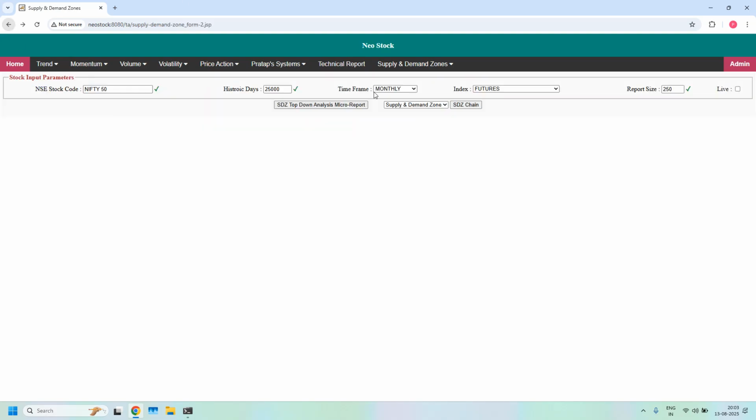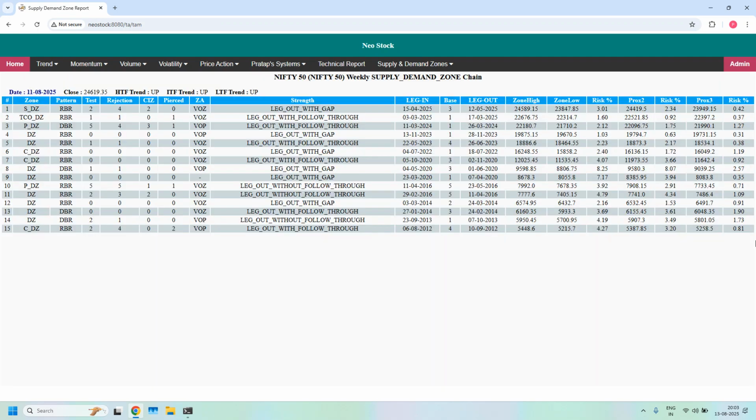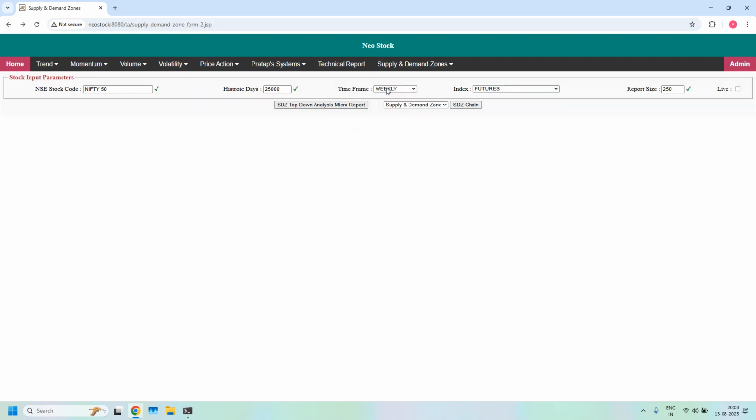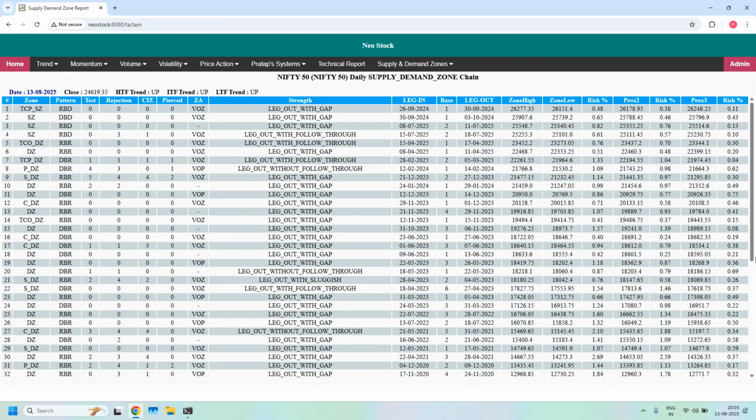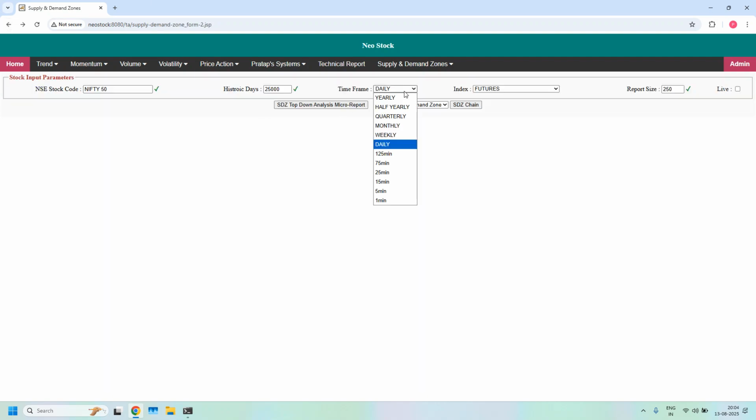Next, generating weekly supply demand zone chain for Nifty. Next, generating daily supply demand zone chain for Nifty. Next, generating 125 minutes supply demand zone chain for Nifty.